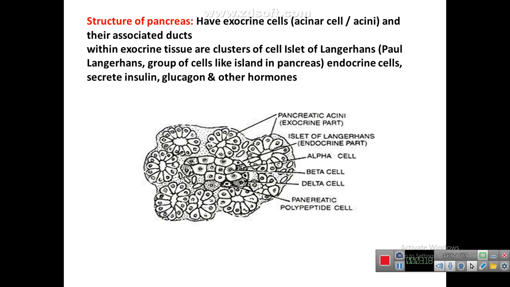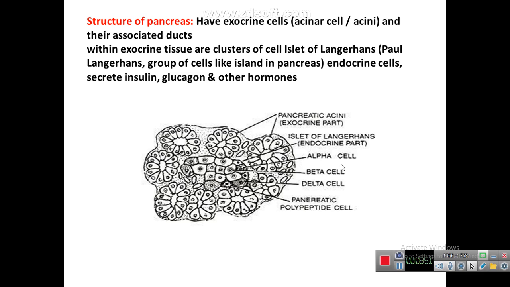This single cell is known as the acinar cell, while the group of acinar cells, or the plural, is known as acini, and their associated ducts. Within the exocrine tissue are clusters of islets of Langerhans, named after the scientist Paul Langerhans. They are actually groups of cells that look like an island in the pancreas. These are endocrine in nature, releasing the hormones insulin, glucagon and some other hormones.